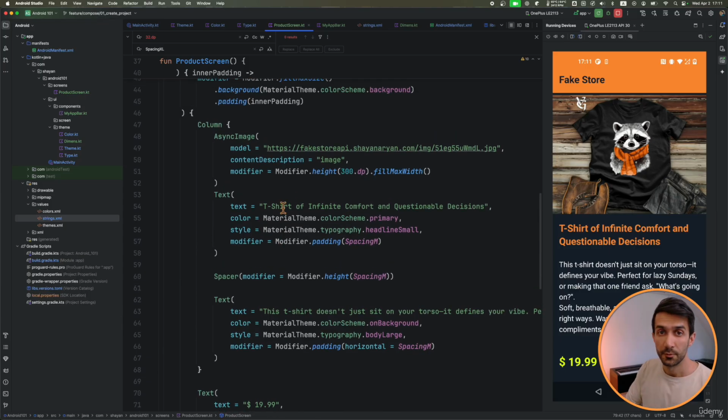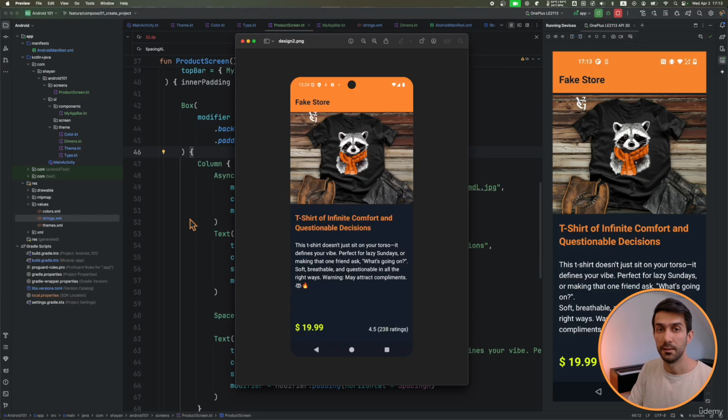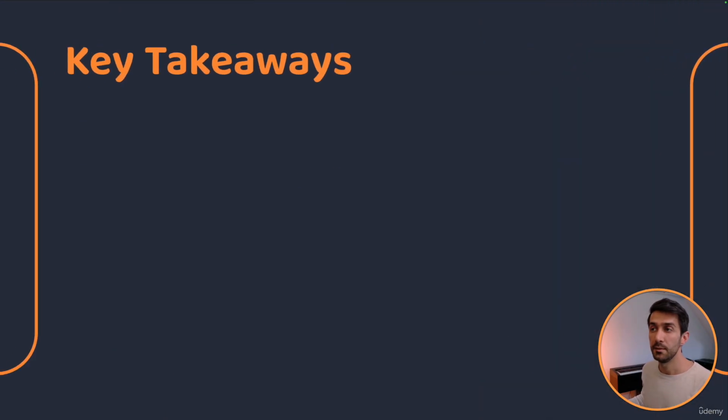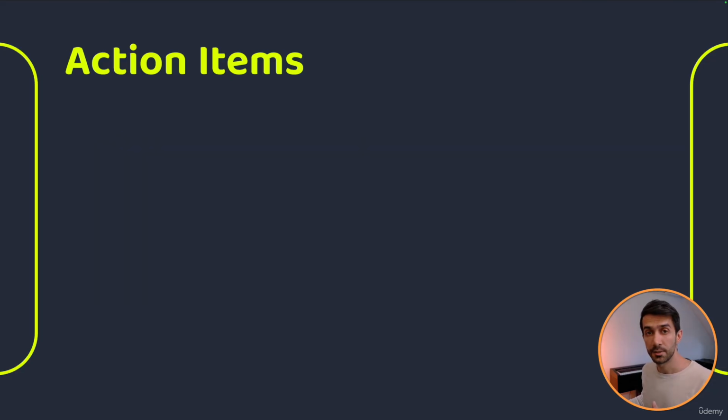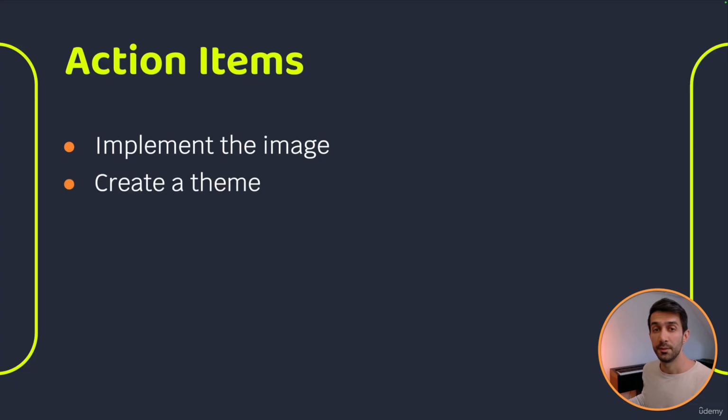So that's it for implementing the product screen layout. We mentioned so many things, but the key takeaway is that themes help us manage color palettes and font styles. And the action items are adding an image to the layout and creating a theme.